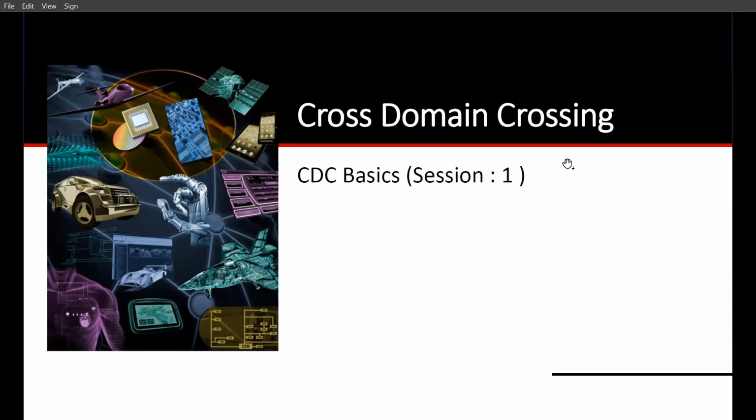Like a signal which goes from one clock domain to another clock domain. That signal, we call it the signal which crosses the clock domain.